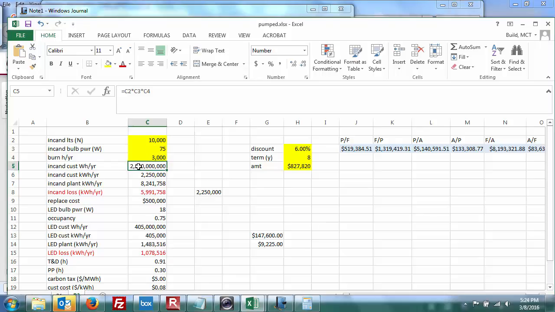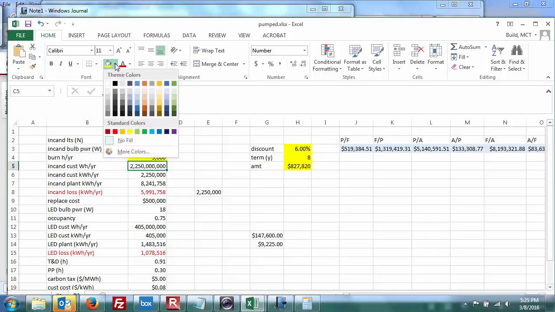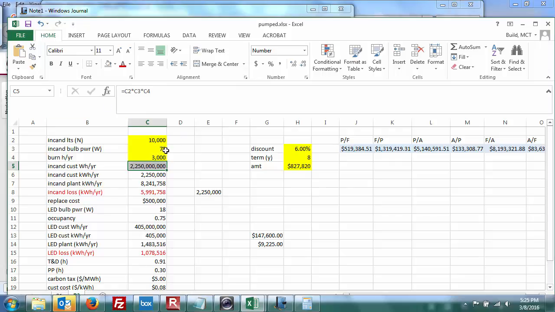So the incandescent customer watt hours per year: I've got the number of bulbs times the number of watts times the hours per year. I'm going to put this in gray, as that's a calculated answer. Incandescent kilowatt hours per year: I just divide that by 1,000, fine, that can be gray.